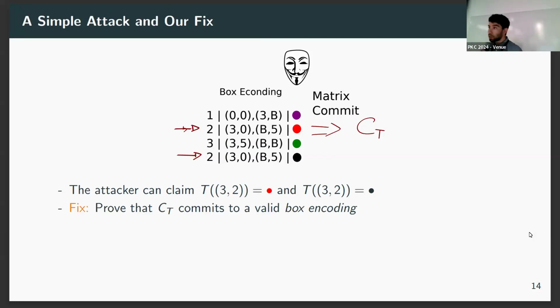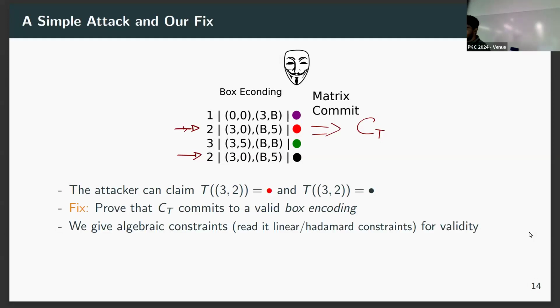We saw that there is a generic fix: proving in zero knowledge that the commitment is a commitment to a valid box encoding. Now, for a commitment to a valid box encoding, this line cannot be there, right? Actually, we wanted to have some information. So what we came up with is a set of algebraic equations that define what it means to be a valid box encoding. Constraints for validity.